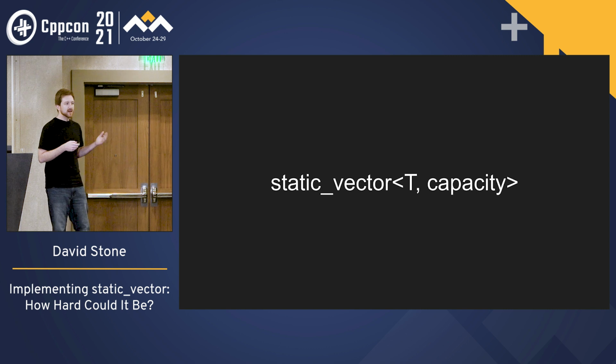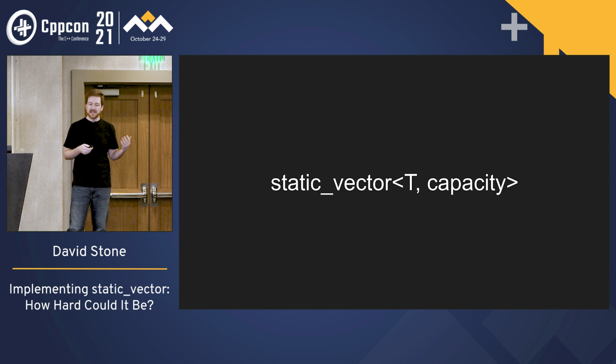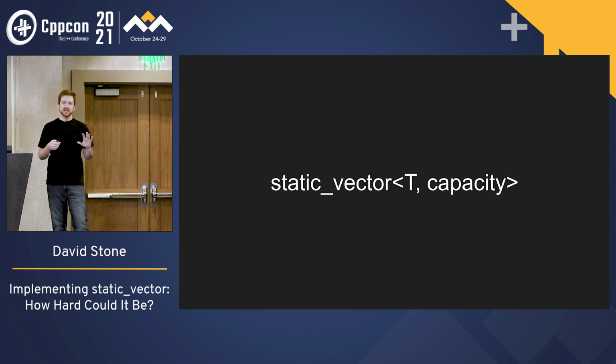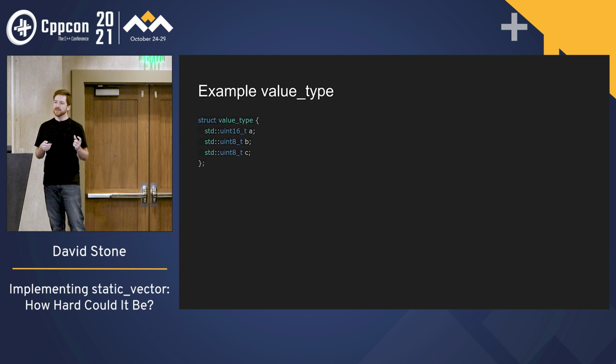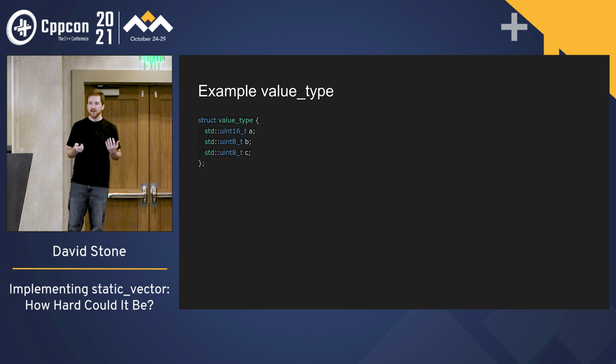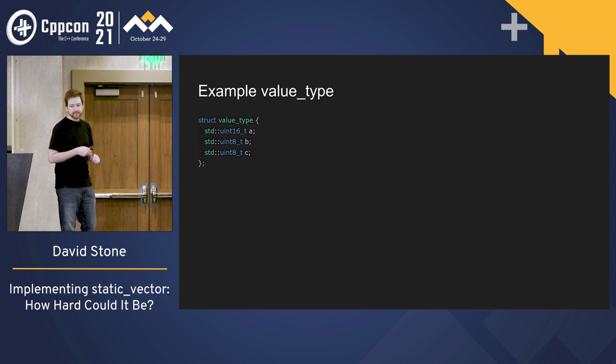So I'm going to show an example of the memory layout. The value type I'm using for this example would be something that looks like this. I chose this particular value type because it matches a specific value type that I was working with that drove me to implement static vector to begin with. So this is my real world example, with a type that looks just like this as the value type.